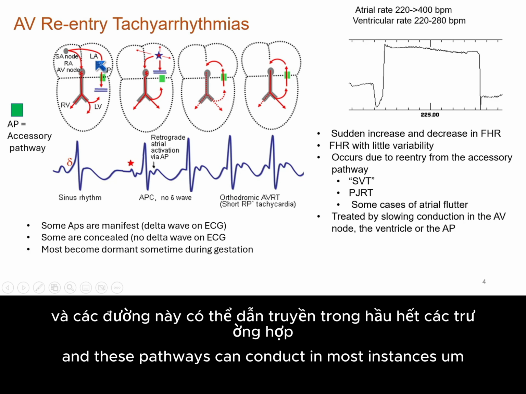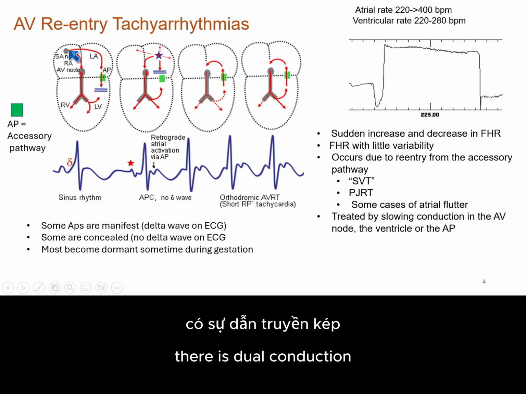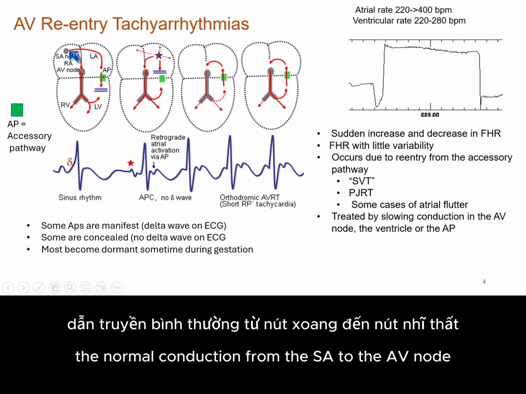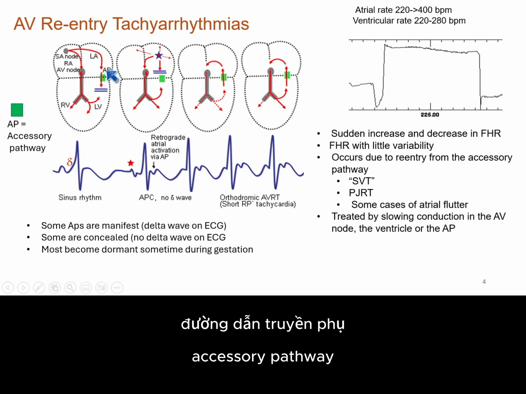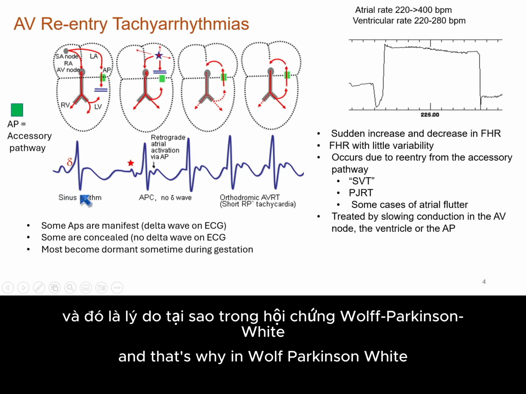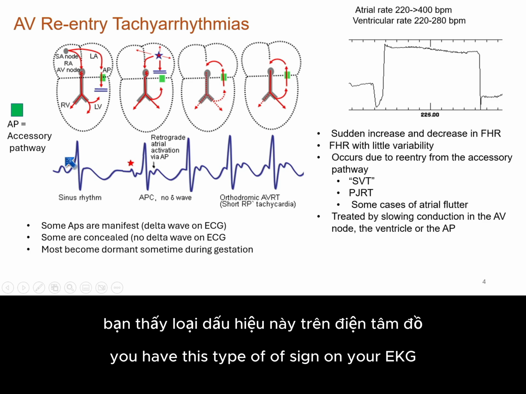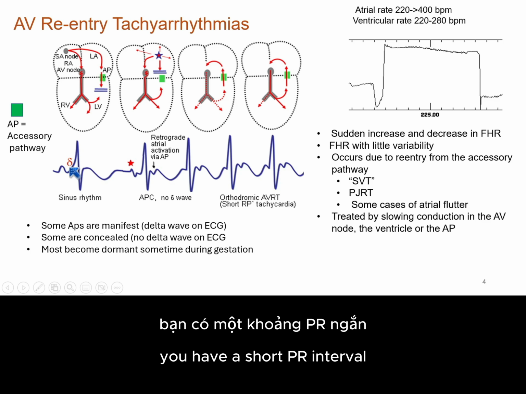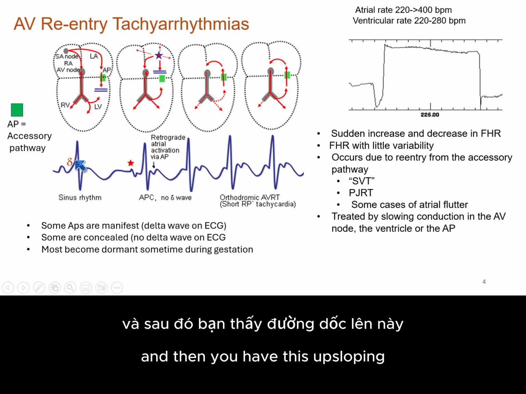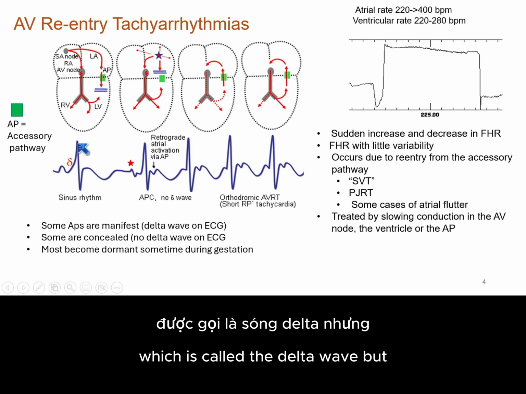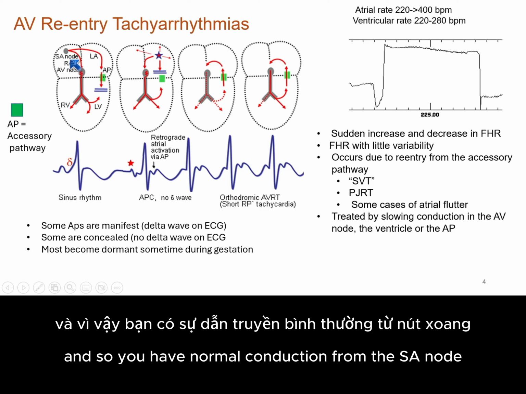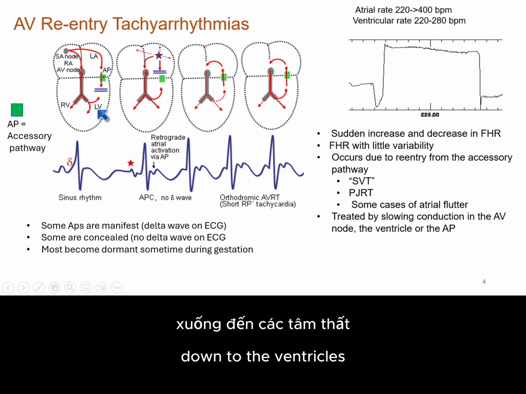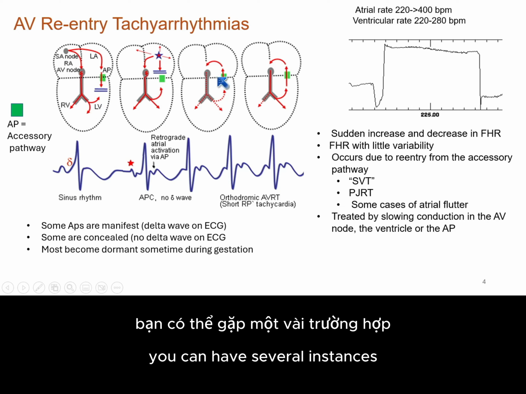In most instances, there is dual conduction, the normal conduction from the SA to the AV node, and also from the SA node to the accessory pathway. And that's why in Wolff-Parkinson-White, you have this type of sign on your EKG. You have a short PR interval, and then you have this upsloping, which is called the delta wave. But in most cases, this is blocked, and so you have normal conduction from the SA node down to the ventricles. You can have several instances.